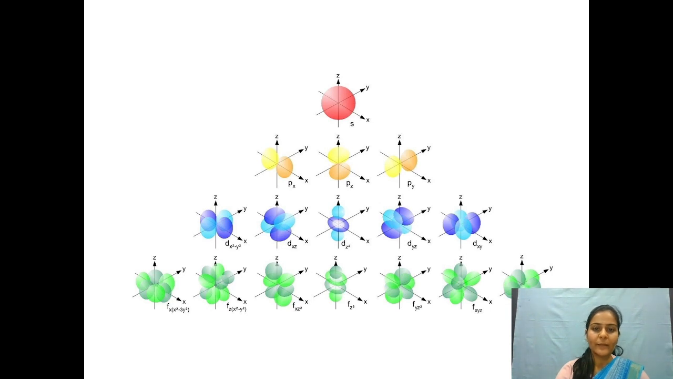Here are some of the visual representations for all these orbitals. First of all, we have the s orbital. In the second row, I have the p orbital, which has three kinds of orientations, px, py and pz. Similarly, for the d orbital, I have five kinds of orientations. These are designated as dxy, dyz, dzx, dz square and dx square minus y square. And in the case of the f orbital, we have seven orientations.